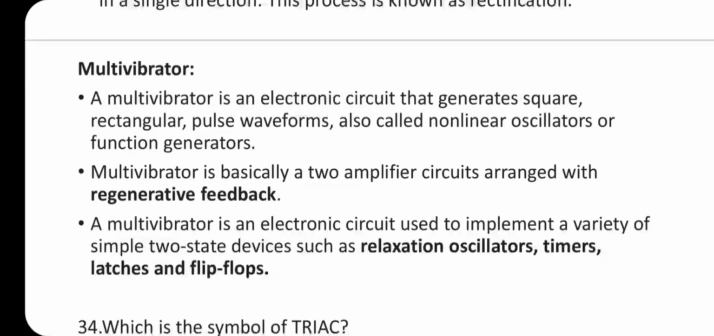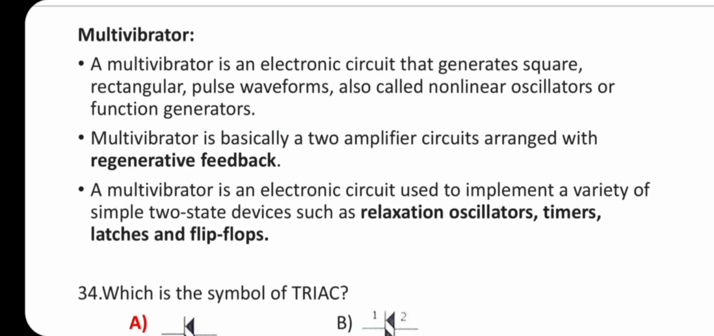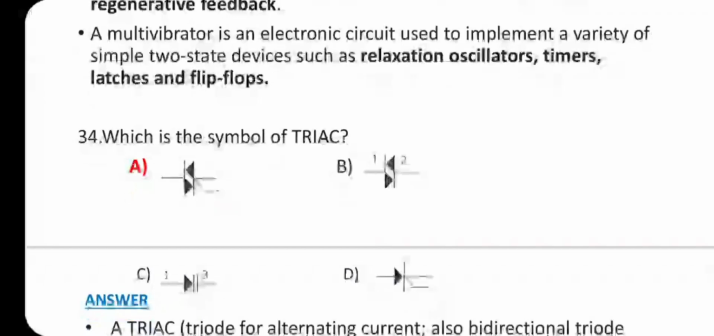What is a multivibrator? A multivibrator is an electronic circuit that generates square, rectangular pulse waveforms, also called non-linear oscillators or function generators. A multivibrator is basically a two amplifier circuit arranged with a regenerative feedback. A multivibrator is an electronic circuit used to implement a variety of simple two-state devices such as relaxation oscillators, timers, latches, and flip-flops.